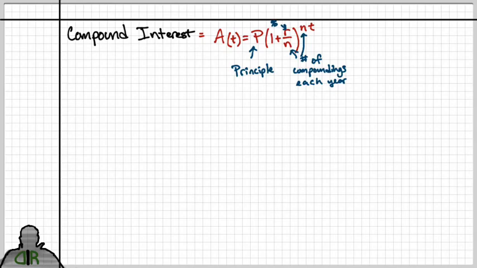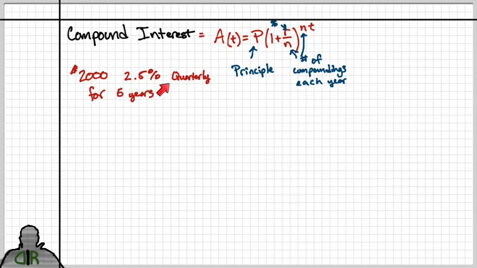How many quarters are there in a year? Obviously there's 4, so that n value would be 4. And then the t would be however many years you're going to have the loan. So let's look at an example. This one here, $2,000, we're going to start as our principal amount, and it's 2.5% quarterly, so that's where the compounding comes from, and then it says for 5 years.